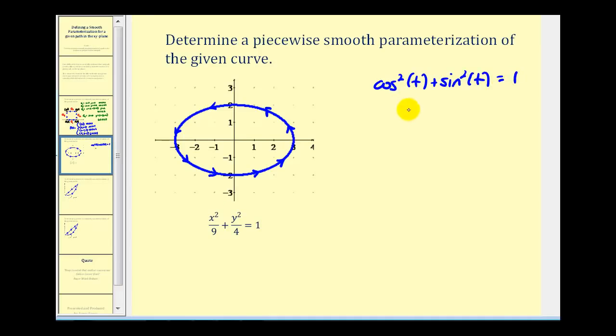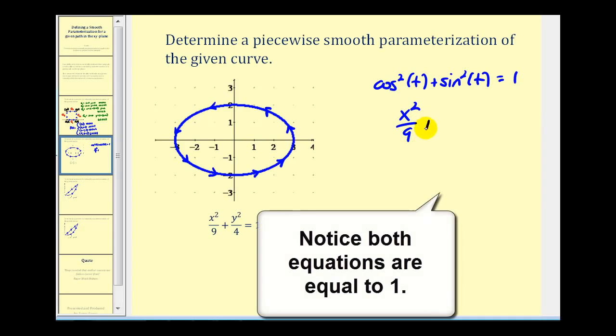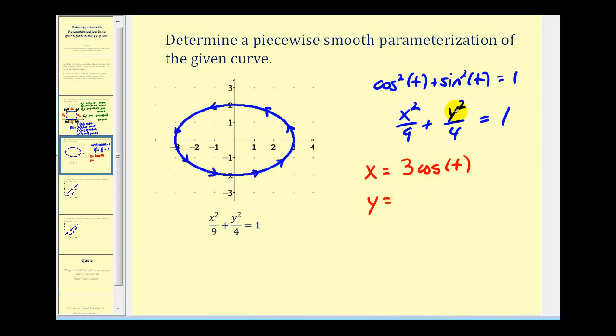Then, using the given equation, if we let x equal 3 cosine t, this would give us 9 cosine squared t divided by 9. And if we let y equal 2 sine t, this would give us 4 sine squared t divided by 4. That would satisfy the equation for this curve. Now we have both x and y expressed as functions of t.